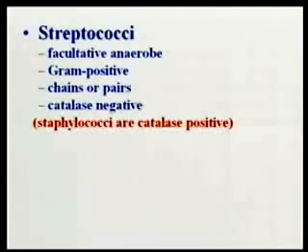The Streptococci are facultative anaerobes. They are gram-positive. They grow in chains or pairs, and they are catalase negative. The emphasis on this catalase test is because Staphylococci are catalase positive. Catalase is an enzyme that degrades hydrogen peroxide, as I've mentioned before, the detoxifying enzyme. And when hydrogen peroxide is broken down, it bubbles. It produces oxygen. So if you take a plate of Streptococci, a plate of Staphylococci, and you add some hydrogen peroxide, if there are Staphylococci there, they will bubble.